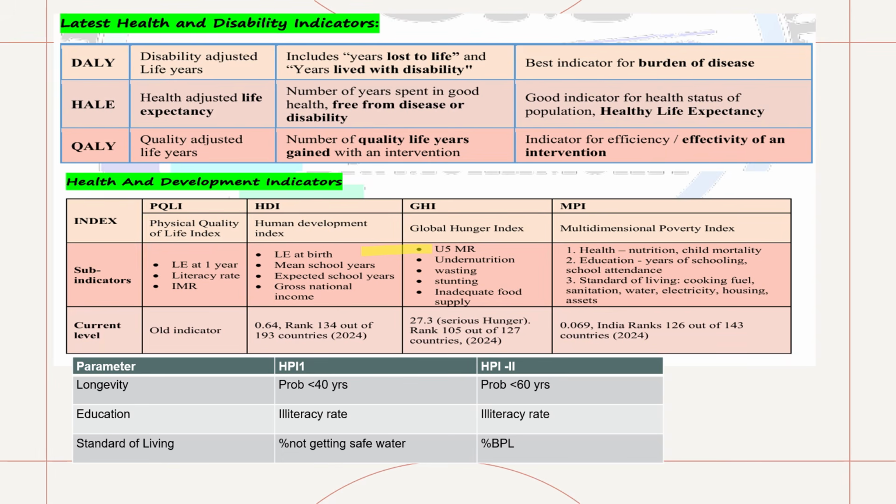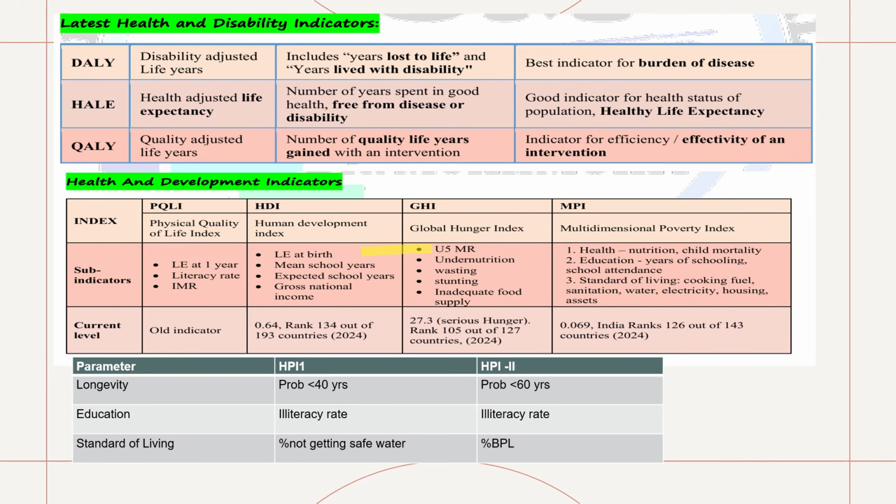So now we have HDI. HDI is the human development index. So what does it encompass? It encompasses the life expectancy at birth, not 1 year, at birth, the mean schooling years, the expected schooling years, and the gross national income. So PQLI takes into account literacy, HDI, education, and national income. Now the global hunger index is a new indicator which consists of under 5 mortality rate, undernutrition, wasting, stunting, and inadequate food supply. So it encompasses the malnutrition indicators and the food supply. So it basically targets the children.